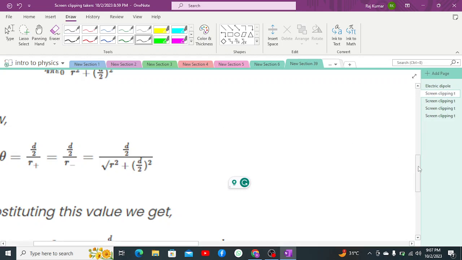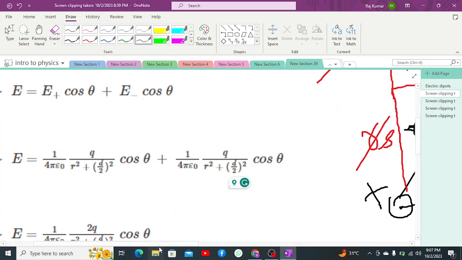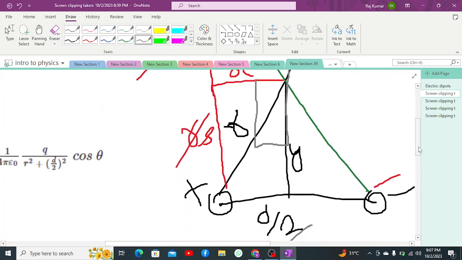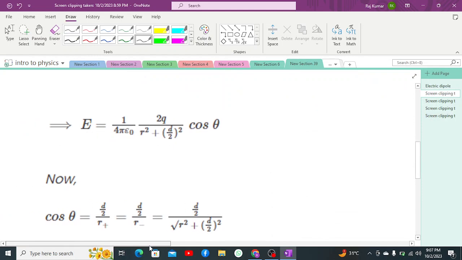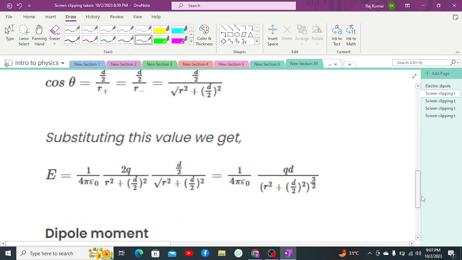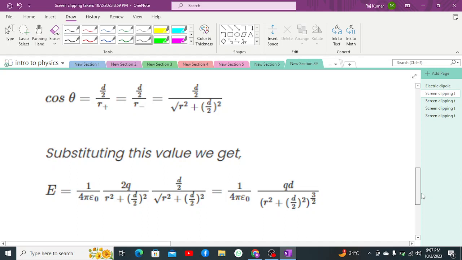In order to calculate r from its rectangular components, we know, as you can see in the diagram, that r is the hypotenuse, y is the perpendicular, and d upon 2 is the base. So when we take the Pythagoras theorem of this equation, it will turn out as the radical of r square plus d upon 2 whole square. This is how we form the equation when substituting the value of d upon 2 upon radical r square plus d upon 2 whole square.